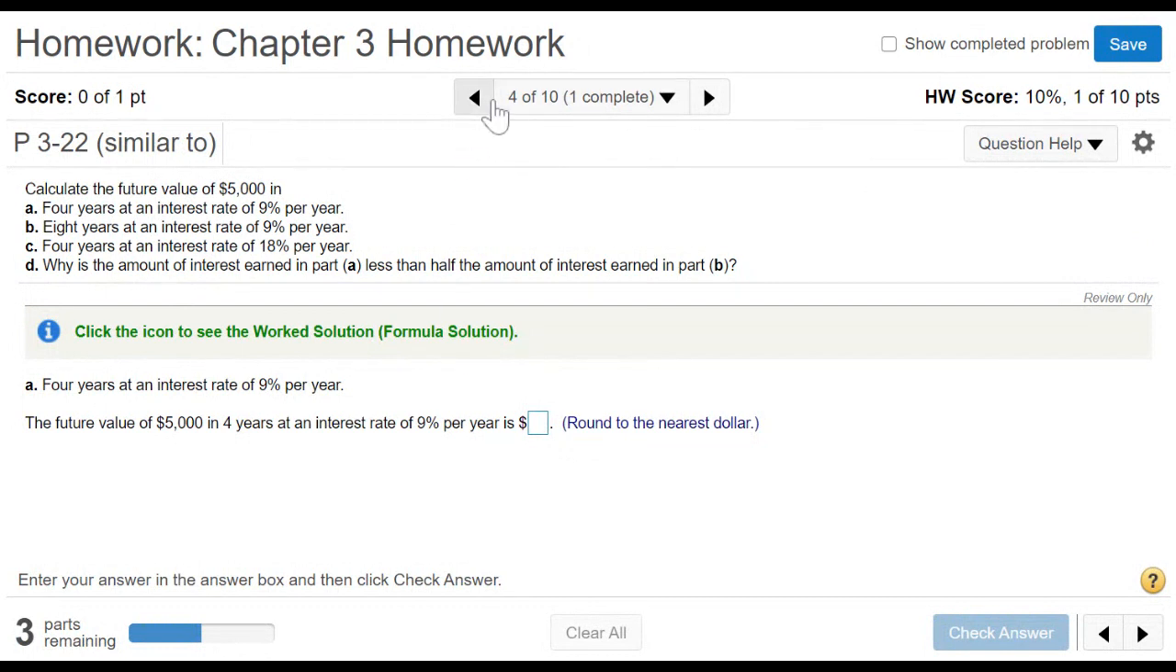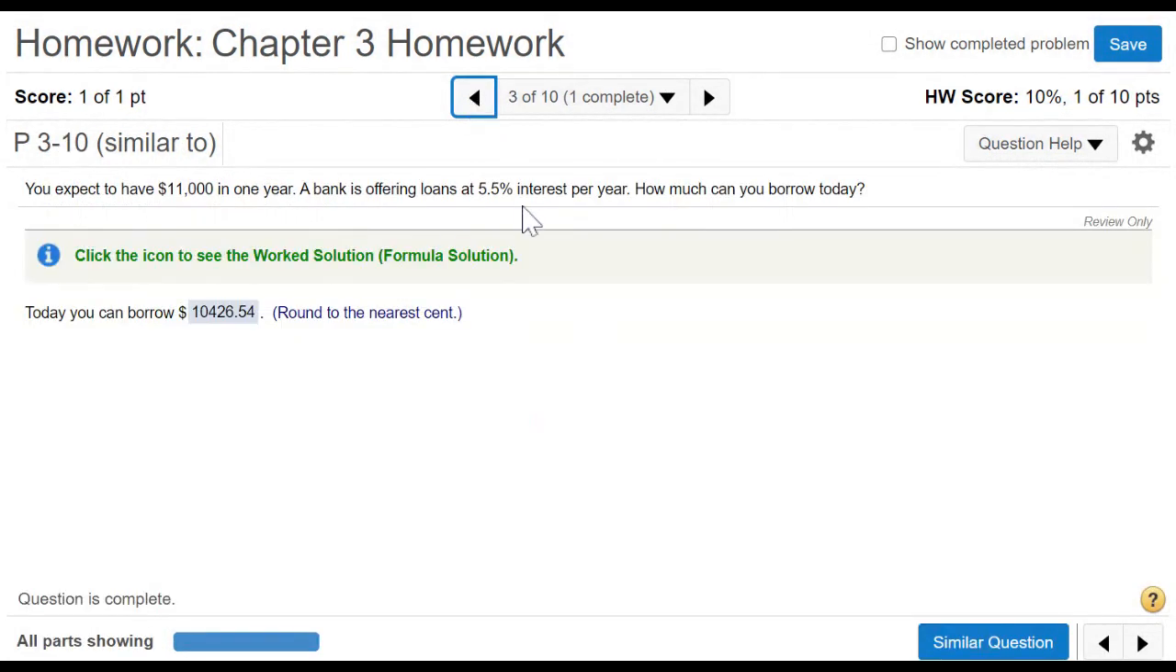Anytime you hear present value, it's what you expect to borrow today. Future value is what it's going to be worth a year from now. You know that the future value has to be more than the present value, and the present value has to be less than the future value, since you're using a discount. Keep that in mind.